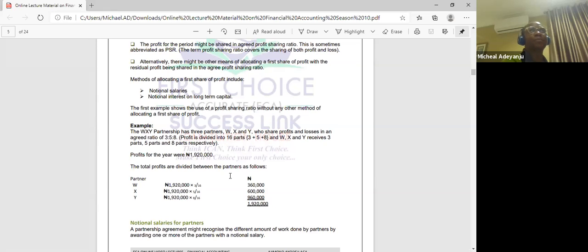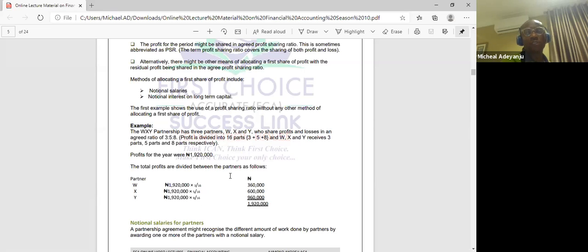Notional salary is salary that is paid to a partner. Once they agree that a salary should be paid to a particular partner, it's still similar to the salary we pay workers itself. But this time around, since they are paying it to a particular partner, it is called notional salary.